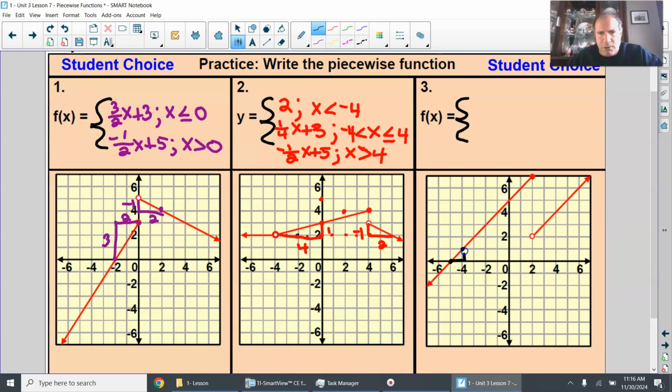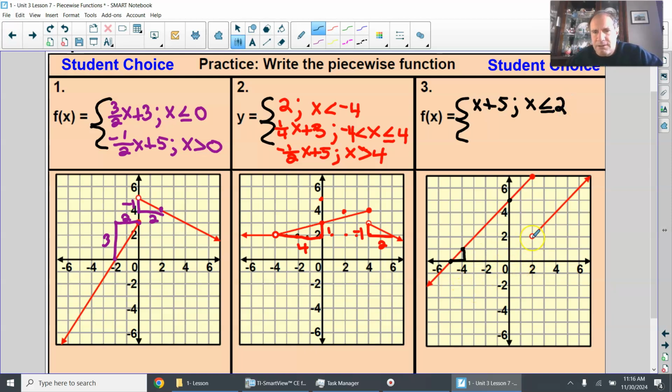You know this is a 1 slope. All right, so the y-intercept is a 5. That is 1 slope. So this is x plus 5. And then the semicolon right here, we're going to start at 2, and it's a closed circle. So we're just going to go x is less than or equal to 2.